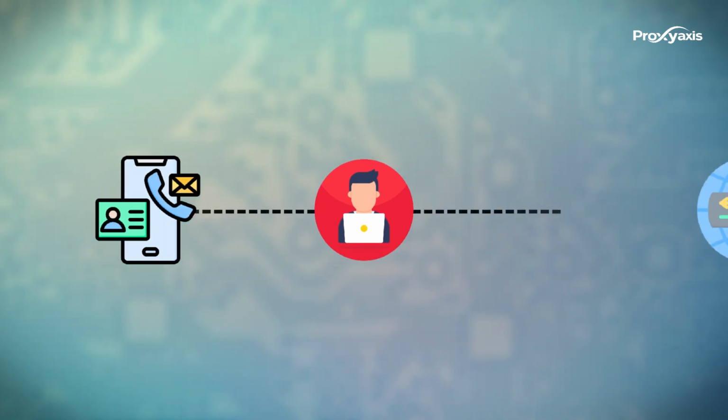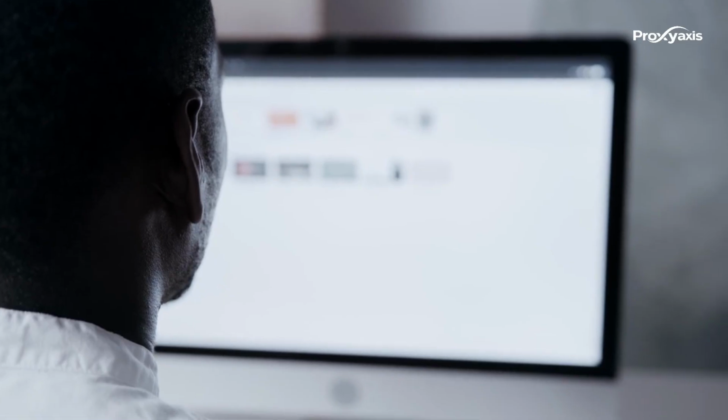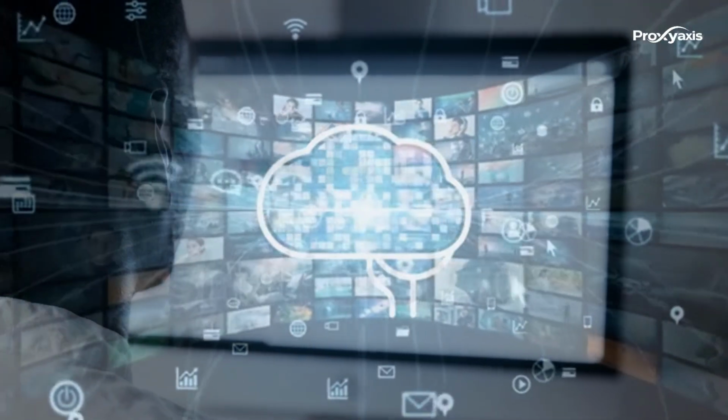Let's get into it. What is a proxy really? Before we dive into types, let's make sure we're on the same page. A proxy is basically a middleman between your device and the internet. Instead of your request going directly to a website, it goes through the proxy server first. The website sees the proxy's IP address, not yours. Simple concept. But here's where it gets interesting.